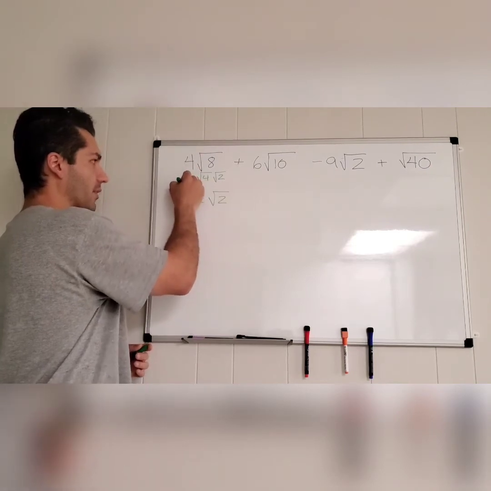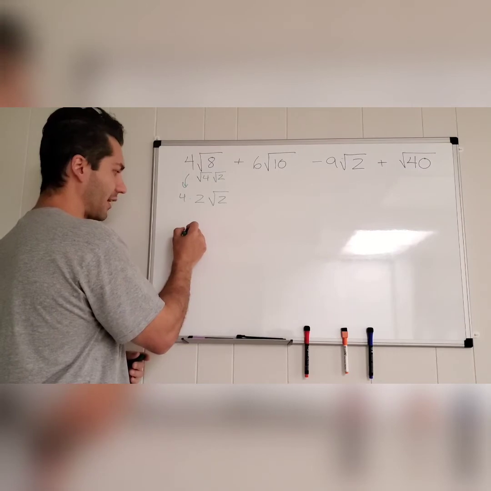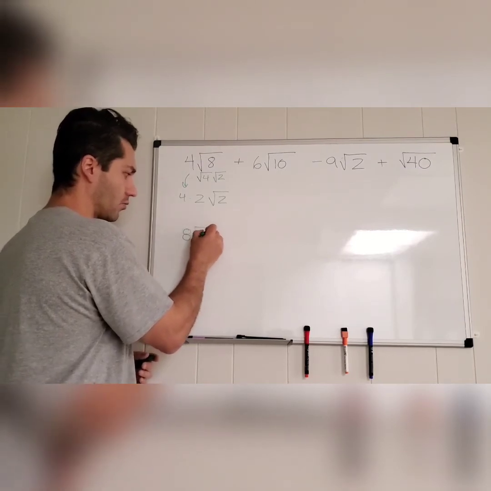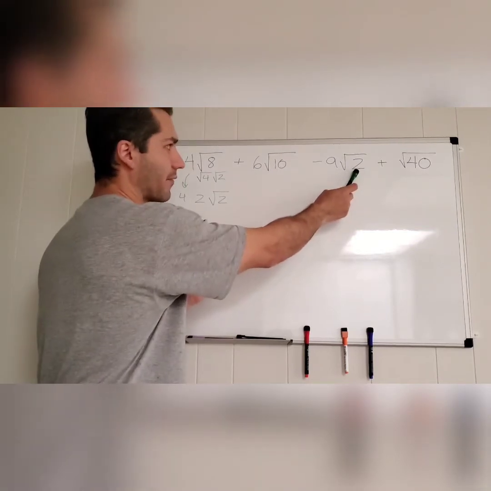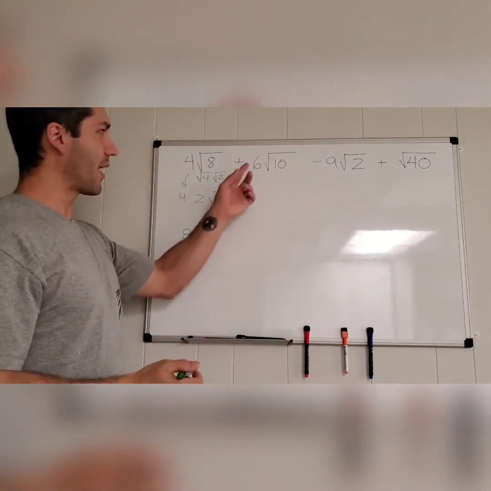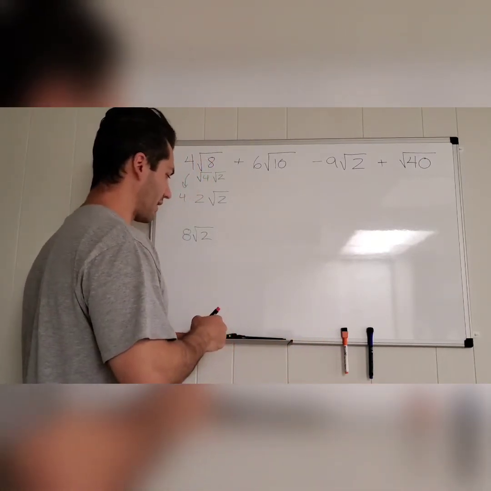There's a 4. I'm going to bring that down. And 4 times 2 is 8. So this is 8 radical 2. And you kind of see what's happening here. I now have a setup there. 6 radical 10, can't do anything with, so that's still just 6 radical 10. I'm going to bring that down.